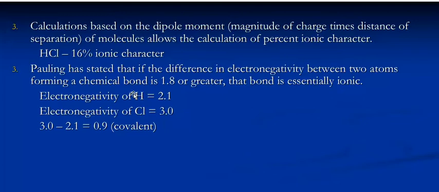Pauling, who developed the electronegativity scale, said that if the difference in electronegativity between 2 atoms is 1.8 or greater, the bond is ionic. If it's less than 1.8, it's covalent. So for HCl, the difference between the hydrogen and chlorine electronegativity is 0.9, which means it's a covalent bond.